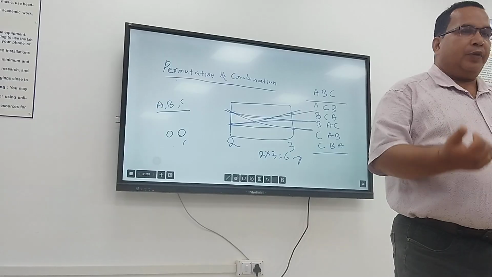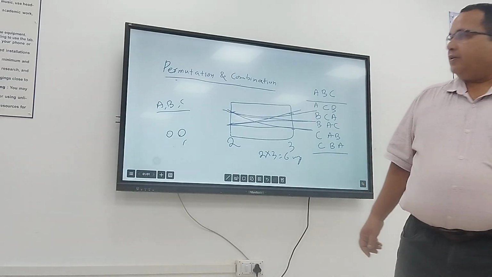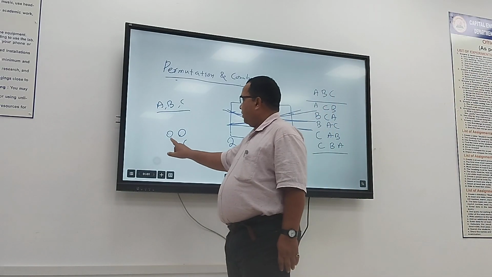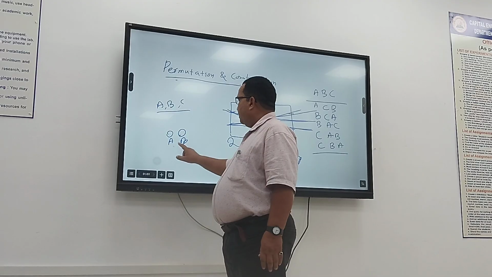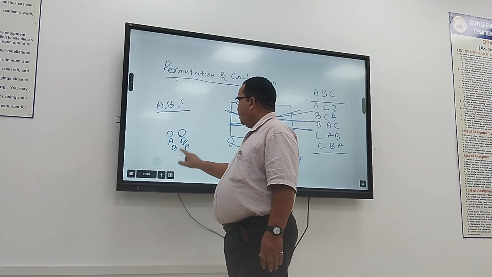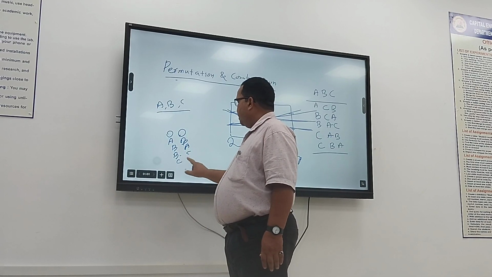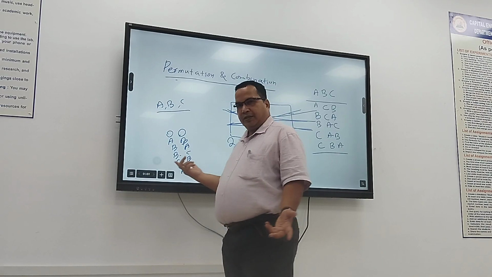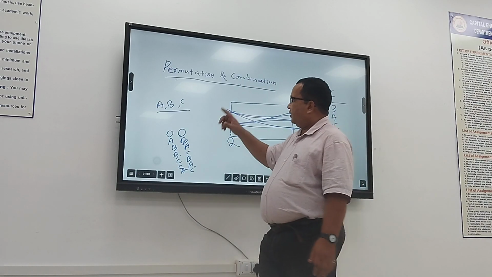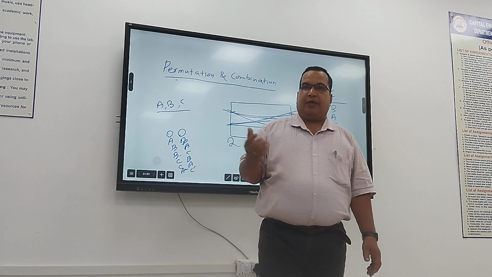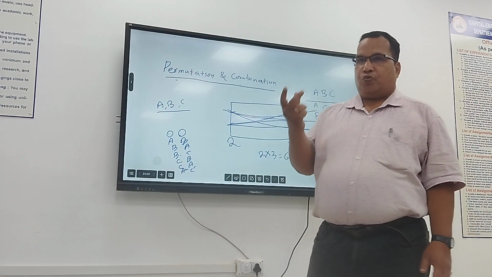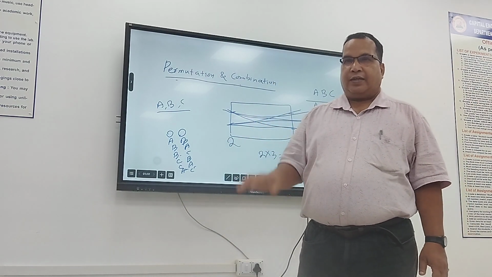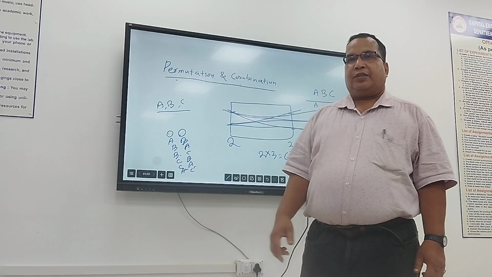Out of 3, 2 are to be seated at a time. So I can arrange them like this: A, B; B, A; then B, C; C, B; C, A; A, C. Again 6 ways. That means out of 3 persons, if I choose to arrange 2 at a time, there are 6 ways.